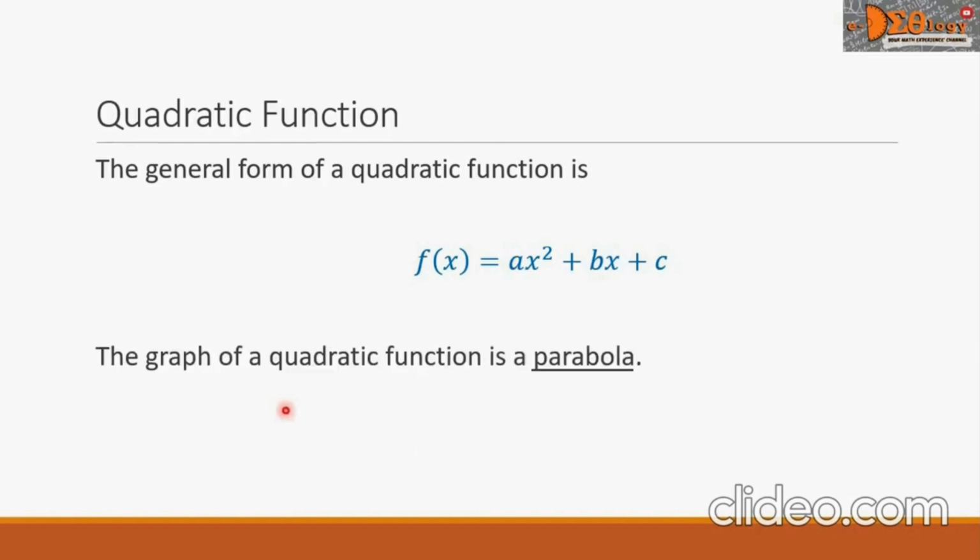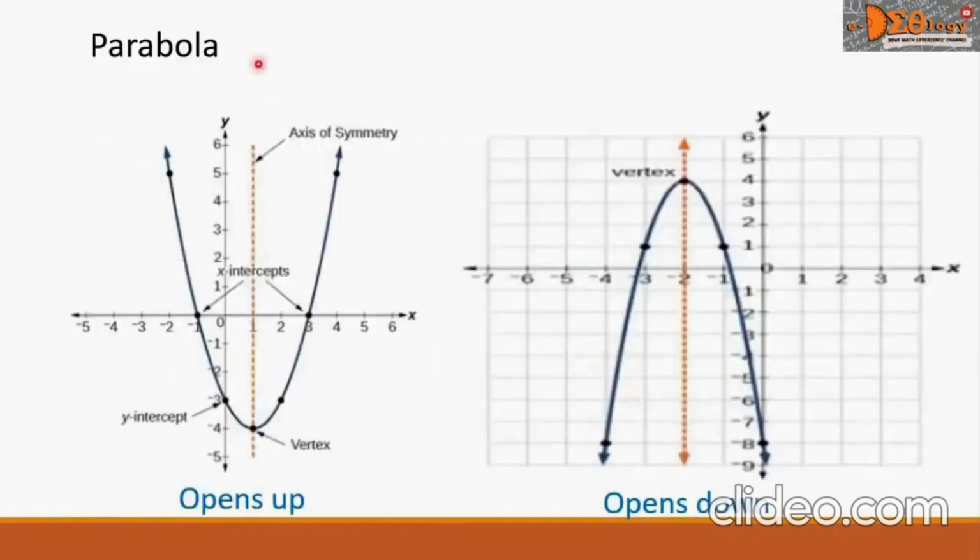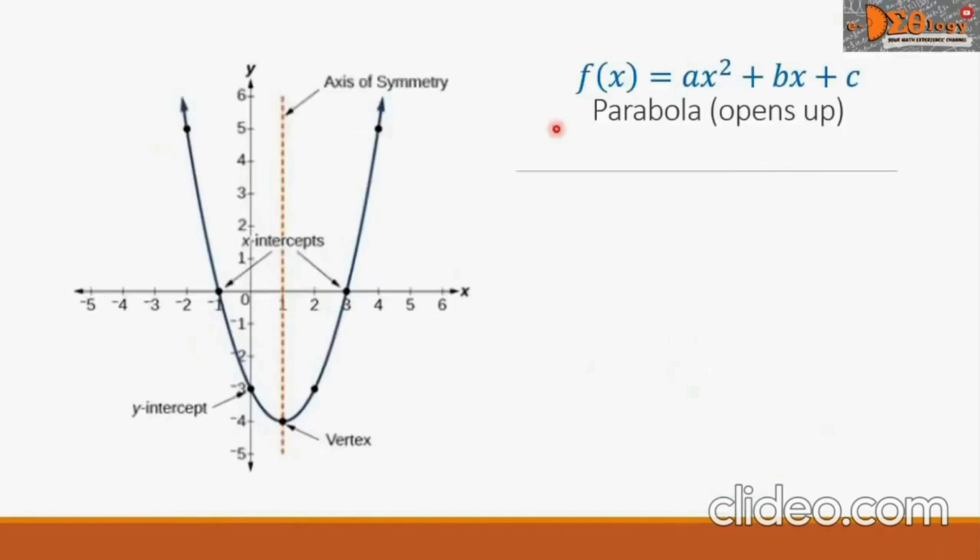This is now a fact that the graph of a quadratic function is a parabola. These are pictures of parabola. One is opening up. Another parabola is opening down. Let's begin with a parabola that opens upward. The general form of the quadratic function is here. The f of x equals ax squared plus bx plus c.